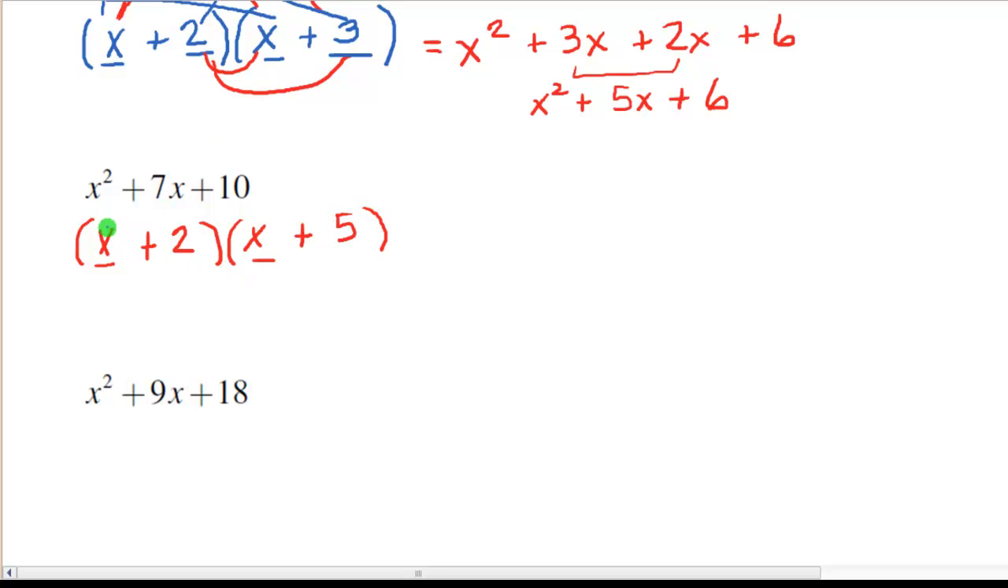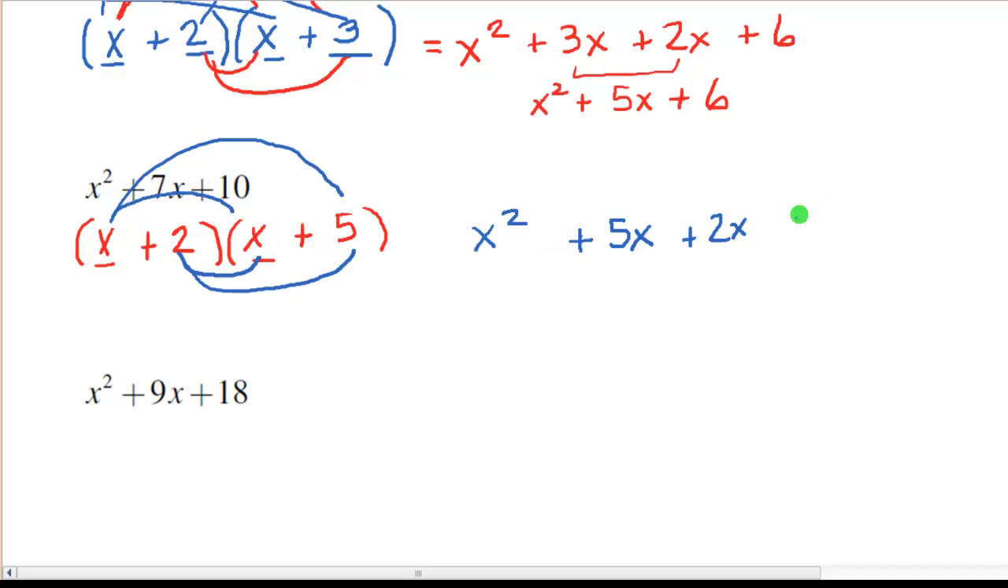So let's check that with our foiling. X times x is x squared. X times 5 is plus 5x. 2 times x is plus 2x. And 2 times 5 is plus 10. Adding our like terms, we get x squared plus 7x plus 10.